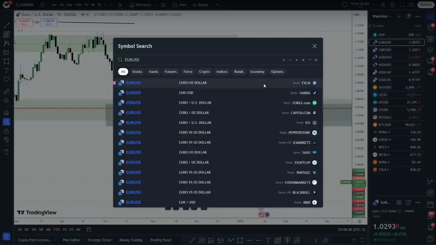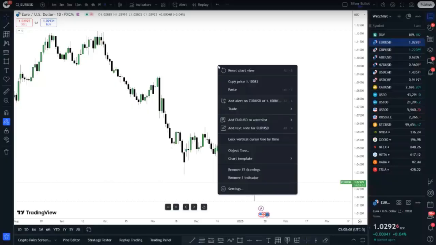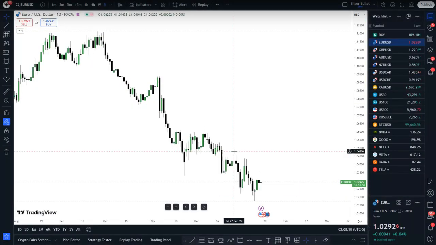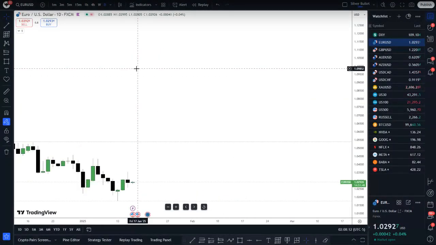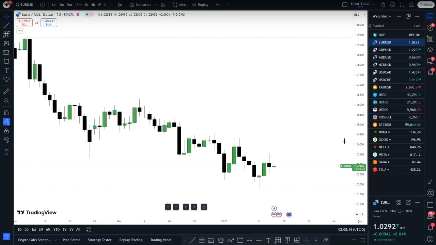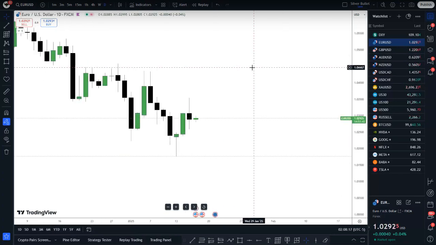USD. Let's use a different server, FXCM. In this case, remove all drawings. Good. Let's look at this EURUSD, right? Daily chart here. What do you see here? Look at this price action. Just by simply looking at this price action, what is your daily bias?